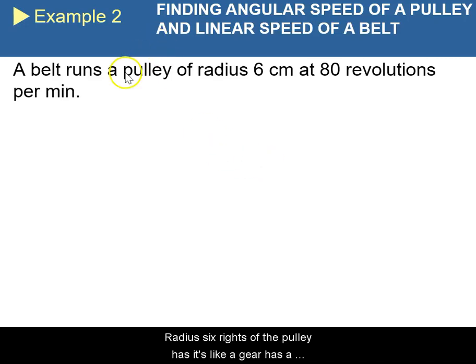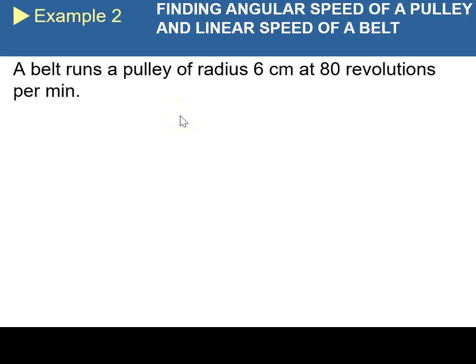So we have a belt that runs a pulley. If you think about your car, if you know anything about cars, you have lots of pulleys and they're all being spun by belts, right? Your engine turns the belts and that's what drives your tires and so forth. A belt runs a pulley of radius 6, like a gear, with a radius of 6 centimeters, and it turns at 80 revolutions per minute. So 80 times per minute is how fast it spins.